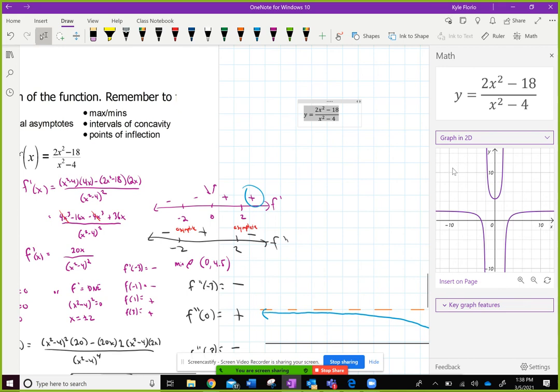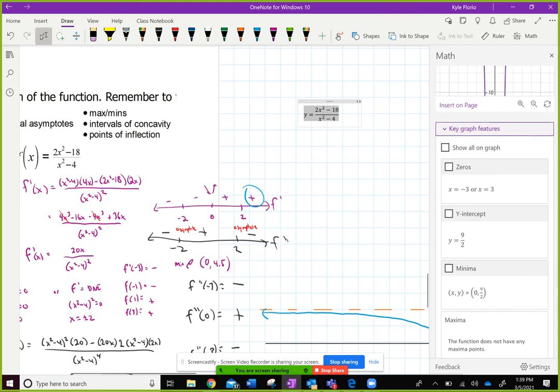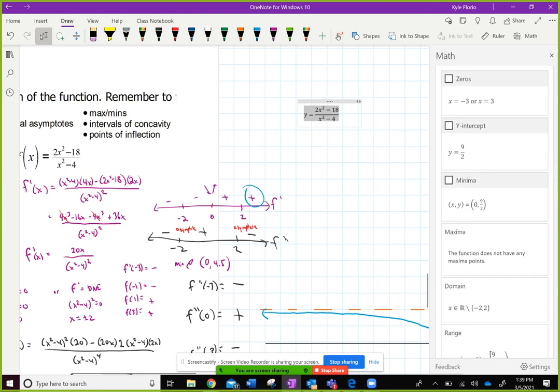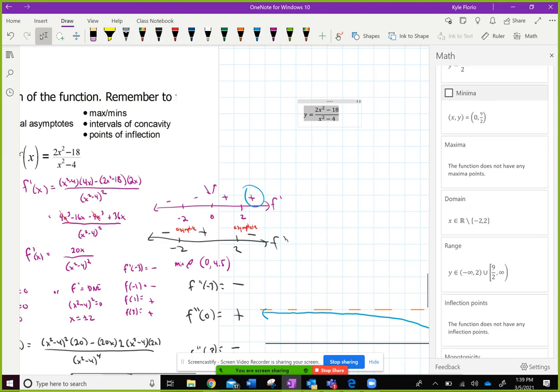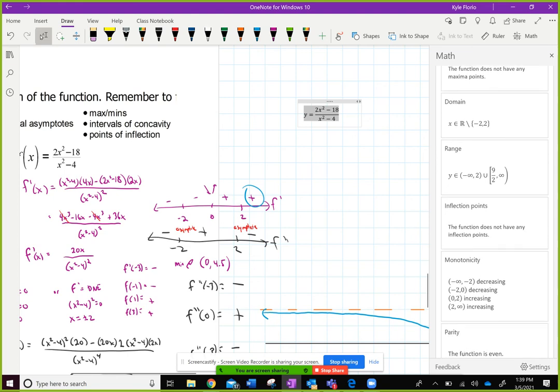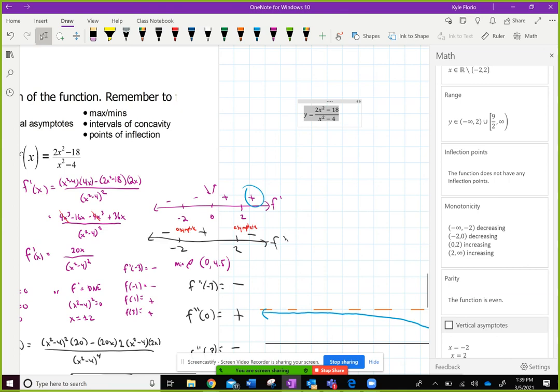Graph in 2D. Now, wait. There's more. I showed you this last time. Key graph features. Ready? Did we have -3 and 3 as our zeros? Yeah, we did. Did we have a y-intercept of 4.5, which is really 9/2? Yep. All right. Was that also our minimum? Yeah. I think so. Did we have a max? We did not. We could plug any number in except -2 and 2 because that's where our asymptotes were. And inflection points? Nope. We talked about that. The increasing, decreasing stuff? The monotonicity? Yeah, that matches what we said.